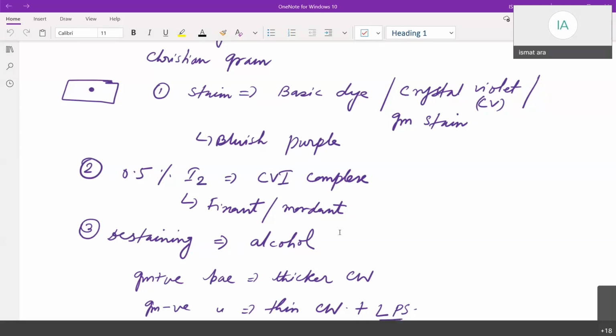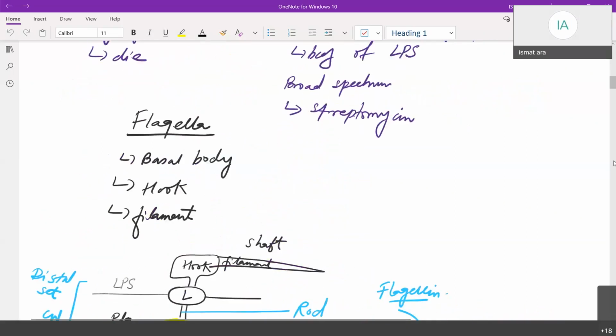Clear, Supriya? Supriya, clear to you? Yes, ma'am. Any more doubts, any one of you? Yes, ma'am. Any more doubts, any one of you? Any more doubts?